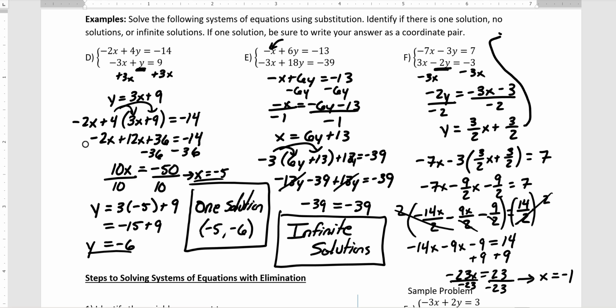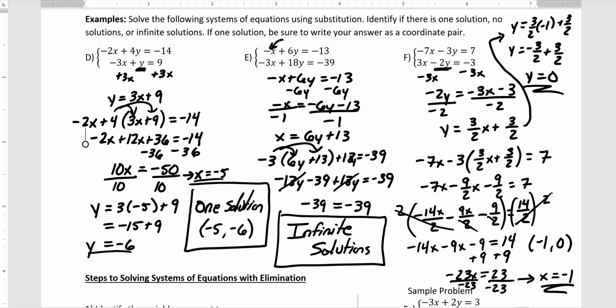Let's move this up top so we have enough space. So y equals 3 halves times negative 1 plus 3 halves. Well, 3 halves times negative 1 would just be negative 3 halves. Negative 3 halves plus 3 halves is just going to give me 0. So if x equals negative 1, y equals 0, I'm going to have one solution. What is that one solution? Negative 1 comma 0. That would be my solution. Took a lot of space to make it work, but we managed.